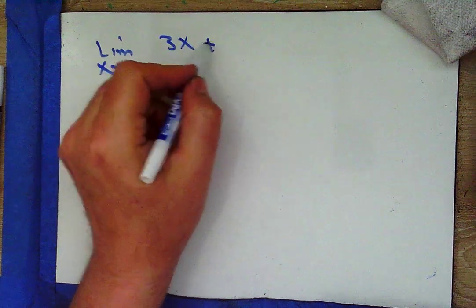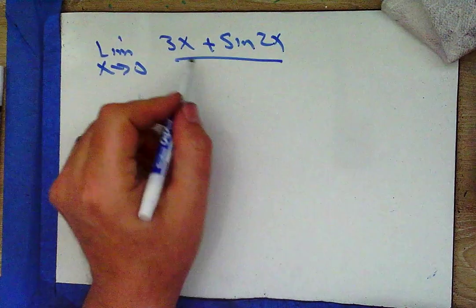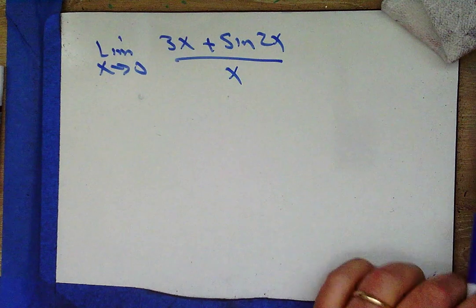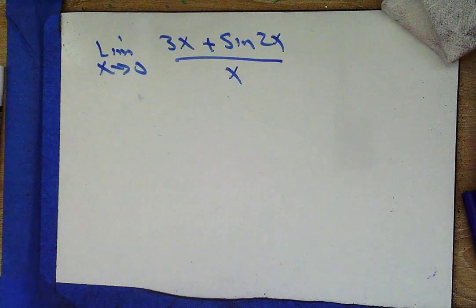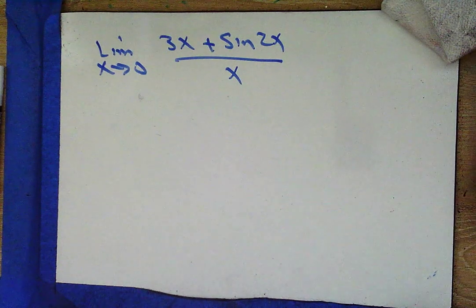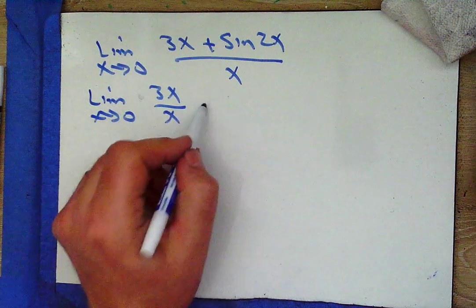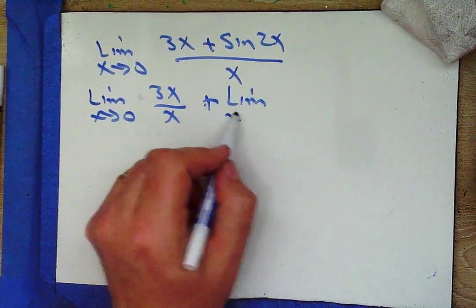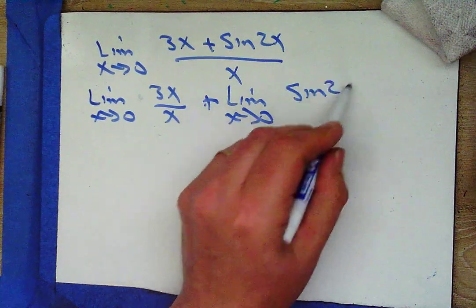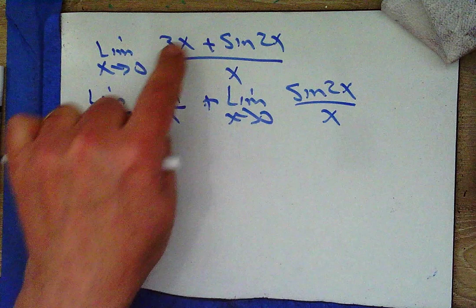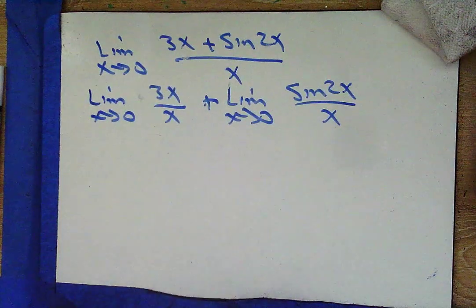All right, how about this one? The limit as x approaches 0 of (3x plus sine 2x) over x. Will you please evaluate that one? Welcome back. So did you split this up into the limit as x approaches 0 of 3x over x plus the limit as x approaches 0 of sine 2x over x? Because when you plugged in 0, you got 0 over 0, and knew that was an indeterminate form. Good.